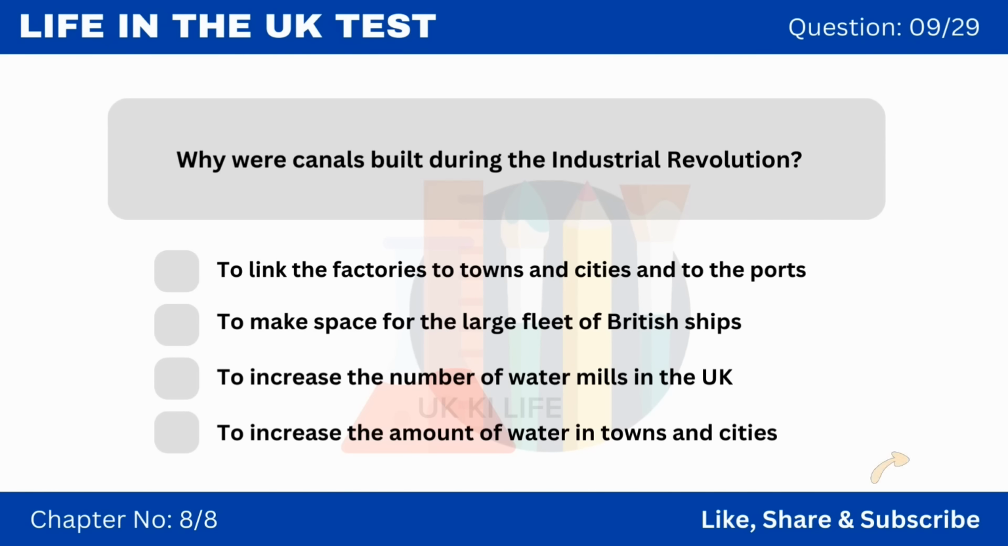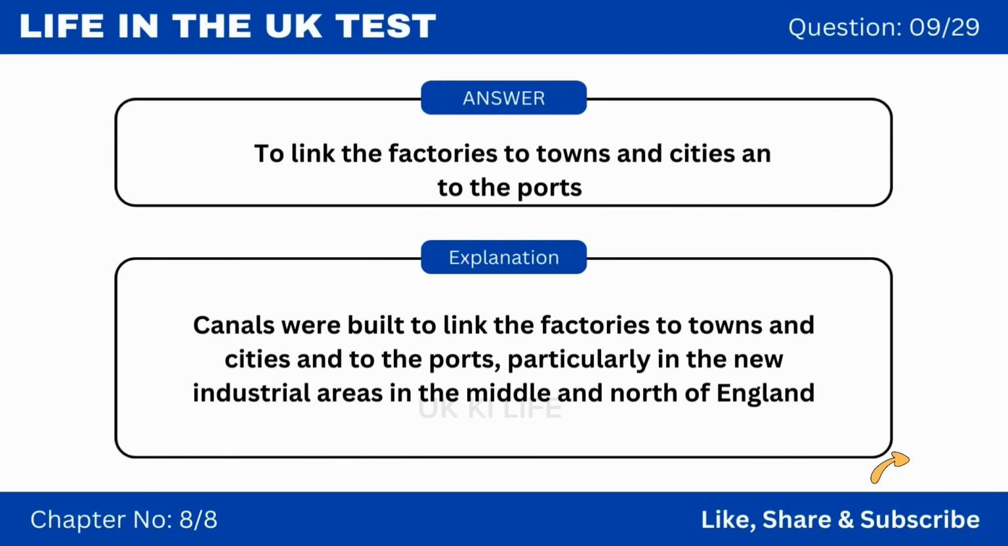The correct option is A. Explanation. Canals were built to link the factories to towns and cities and to the ports, particularly in the new industrial areas in the middle and north of England.